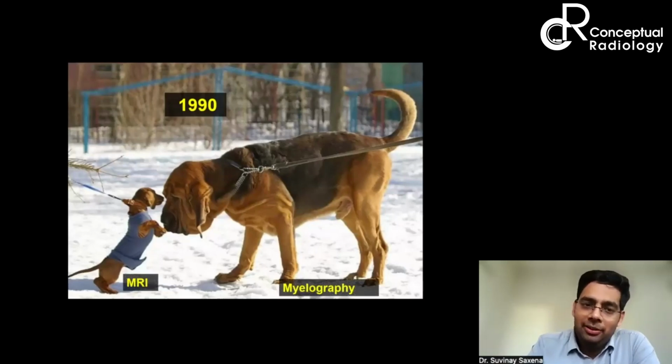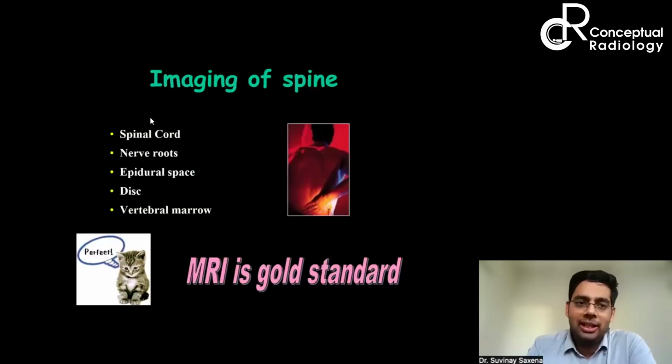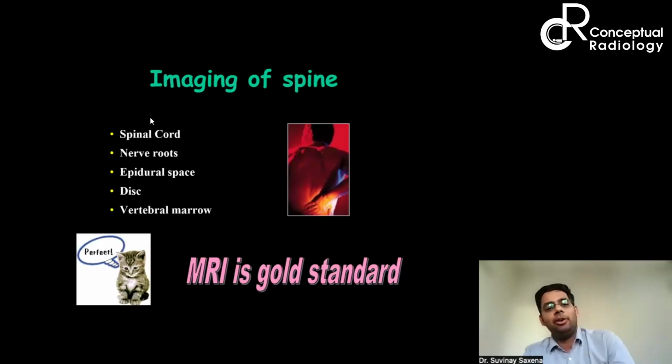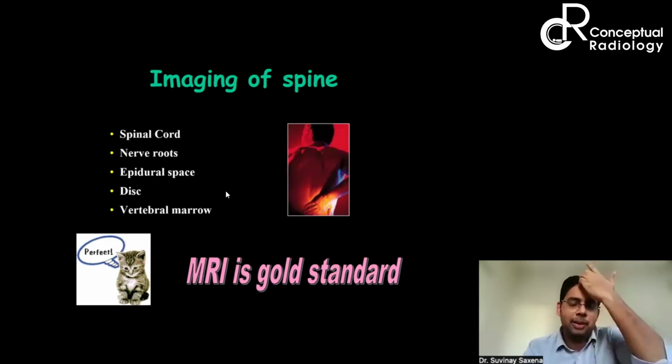पहले सब माइलोग्राफी को सब अच्छा समझते थे. This was the scene in 1990s. Now the scene has reversed and MRI forms the gold standard for almost all spine imaging. So we need to assess the spinal cord, the nerve roots, the epidural space, the discs and vertebral marrow on an MRI. Right? Are you guys with me till now? Let's start our spine MRI.